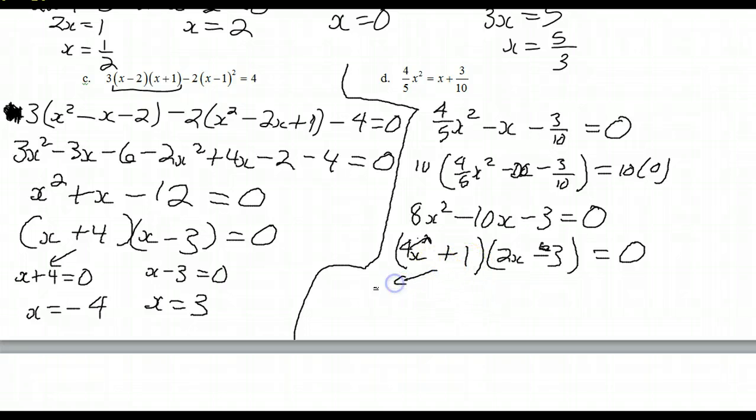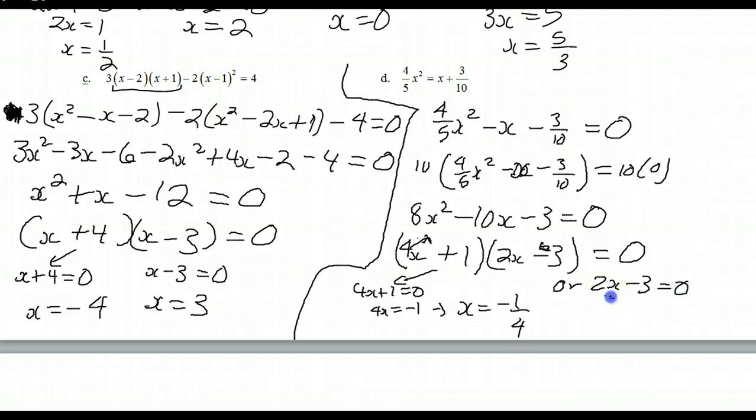Okay, so either 4x plus 1 is 0, 4x is negative 1, and x is negative 1/4, or 2x minus 3 is 0, 2x is equal to 3, and x is 3 halves. Okay, and those are our two solutions. x is negative 1/4 or positive 3 halves.